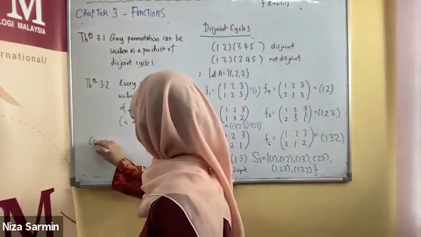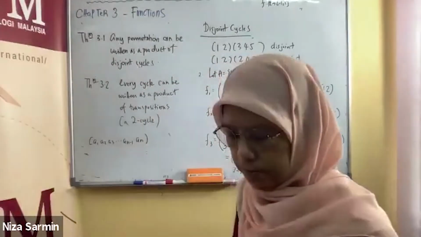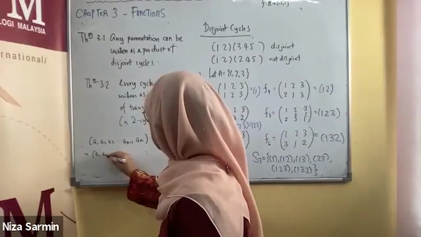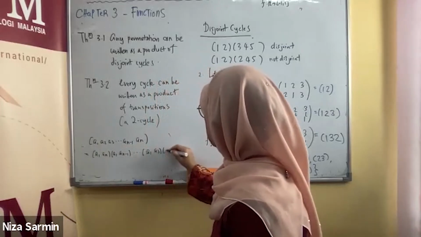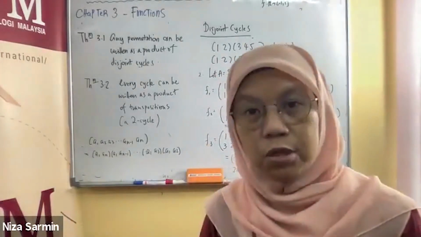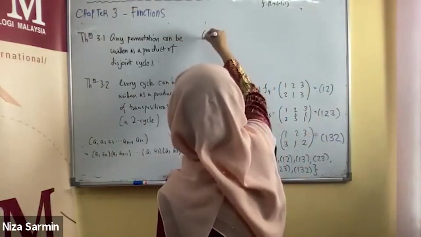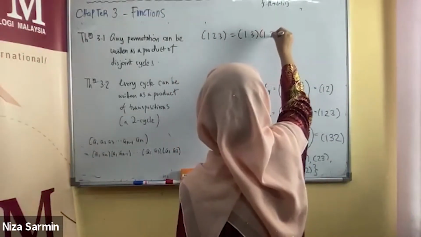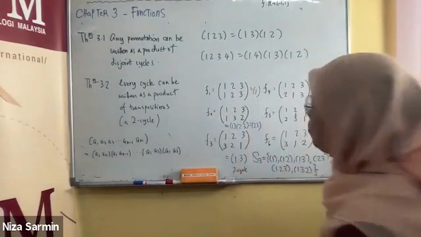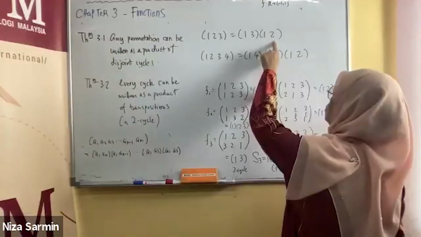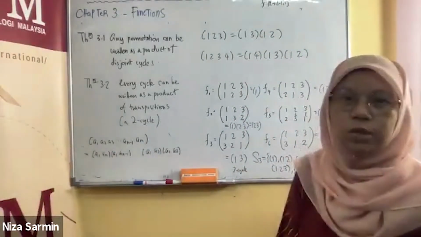And the formula is that (a1, a2, a3, ..., an-1, an) is equal to (a1, an)(a1, an-1)...(a1, a3)(a1, a2). This is the formula. Okay. And as an example, I can write (1, 2, 3) is (1, 3)(1, 2). (1, 2, 3, 4) is (1, 4)(1, 3)(1, 2). If you don't believe that, you can just multiply it again. 1 to 2, 2 to 2, okay, 1 to 2, 2 to 1, 1 to 3, 3 to 3, 3 to 1, 1. So it's 1 to 3.